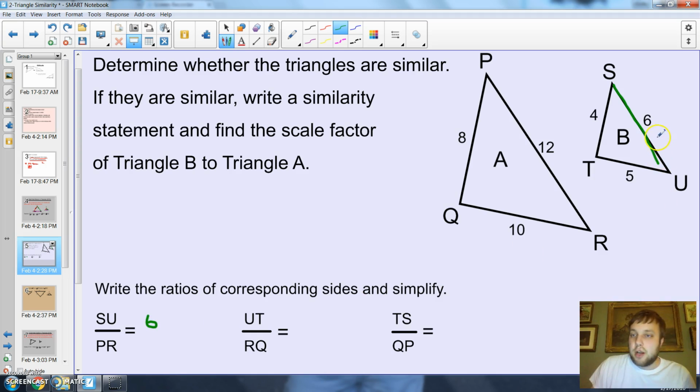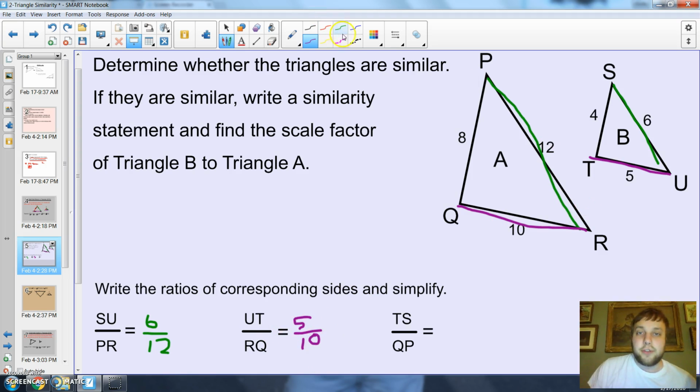And that's going to match up with PR, which is 12. Alright, so right away I'm looking at 6 over 12, which is half, right? Now, does that match up with UT, which is 5, over QR, which is that one, right? So 10. All right, what's 5 over 10? That's 1/2 too. So 6 over 12 is a half. 5 over 10 is a half.